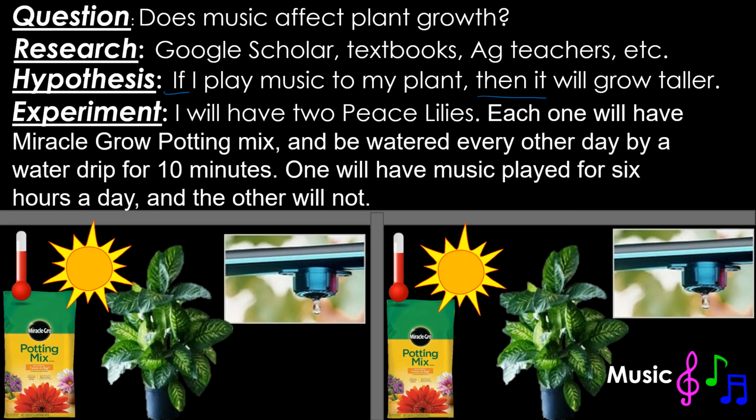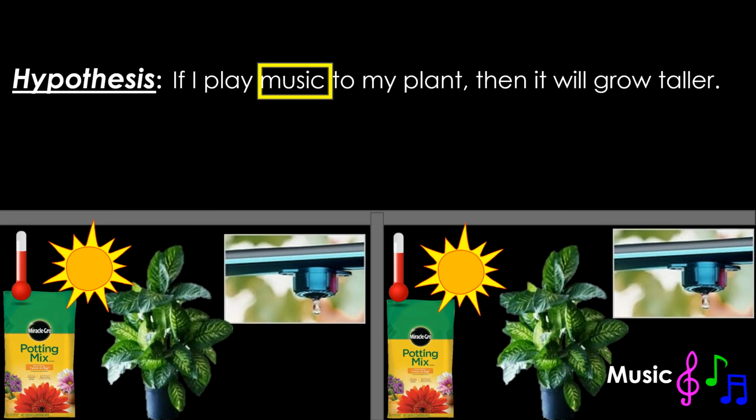All these things right here, the plant, the potting mix, the water, the sunlight, the temperature, since they're the same in both groups, those are the constants. Constants. Okay? Now, in this hypothesis, what am I introducing? What am I experimenting with? I'm experimenting with music. So that's my independent variable. And that's what the experimental group gets. What am I trying to observe or measure? I'm trying to measure the plant growth. That's my dependent variable.